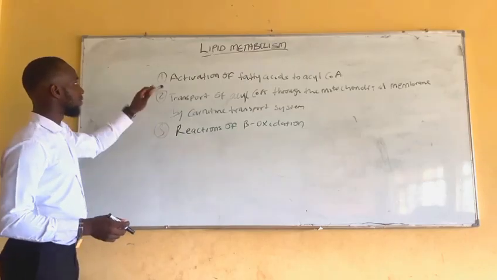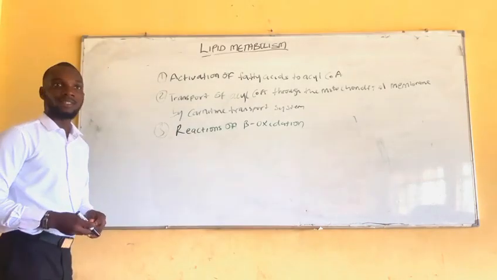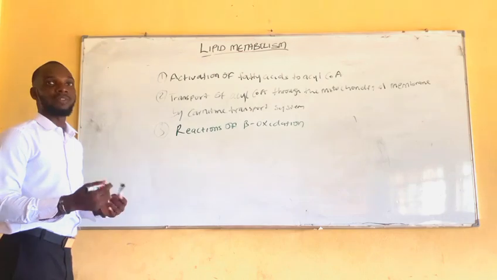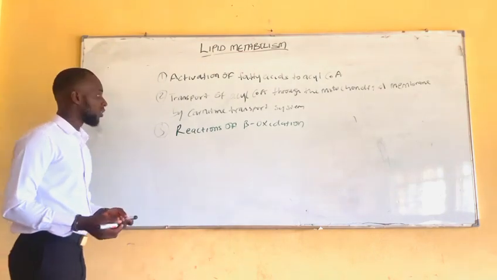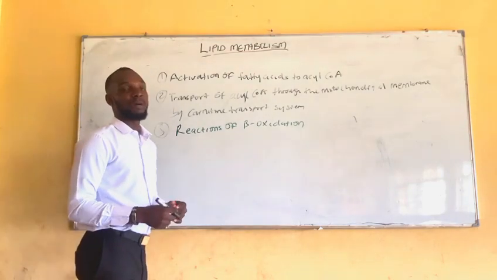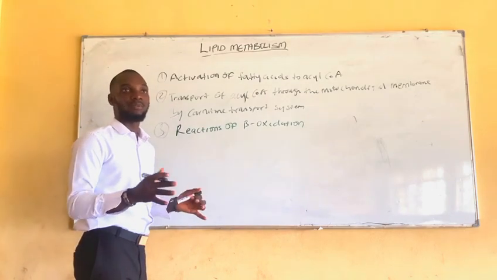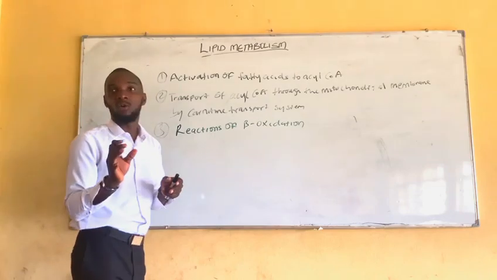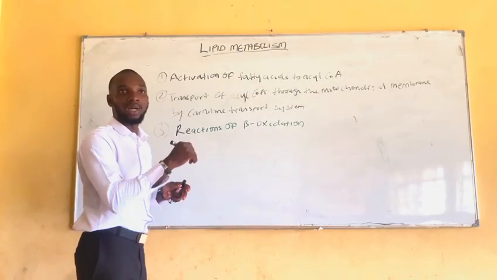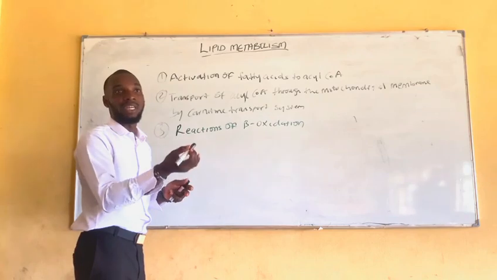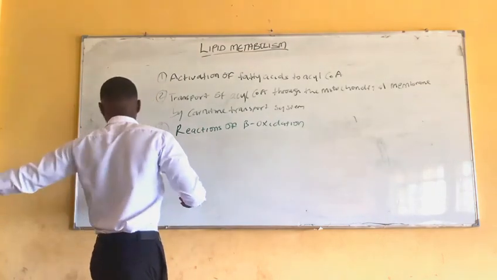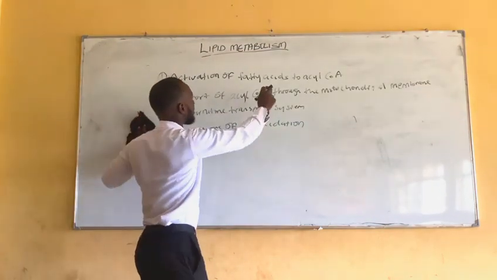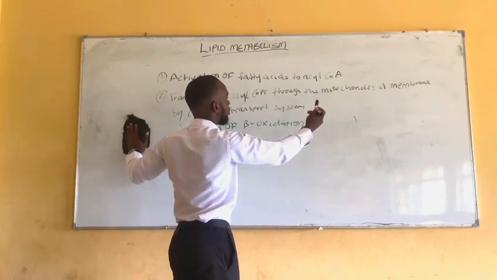Let's now talk about the first step, activation of fatty acids. This fatty acid has to be activated before it can undergo beta oxidation. The reason is because the carbon-to-carbon bonds are natively stable. So they have to be activated by adding a coenzyme A to carbon 1, that's the carboxylic carbon. So this first step will be activation of fatty acid to acyl-CoA.